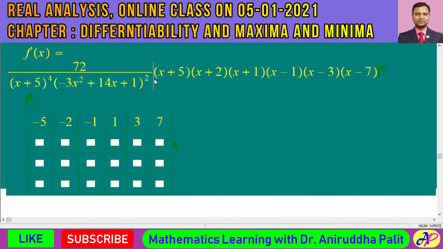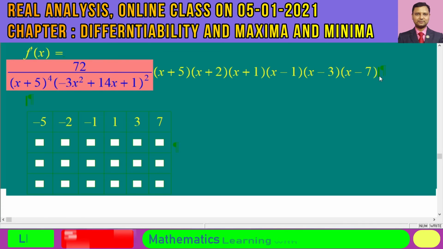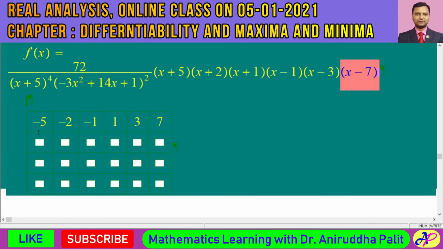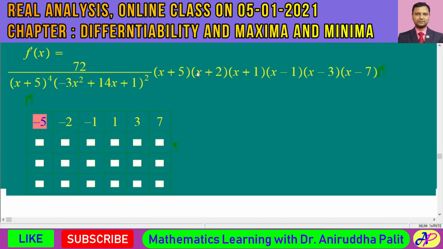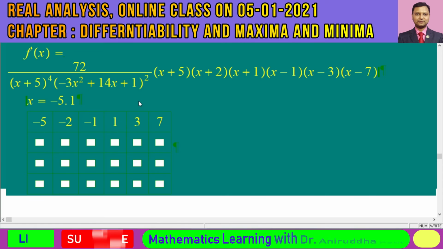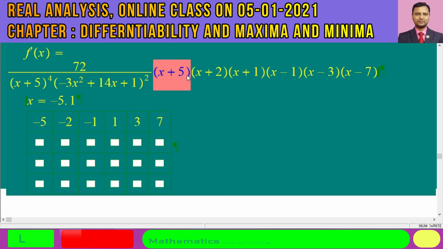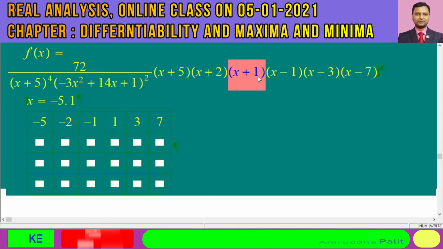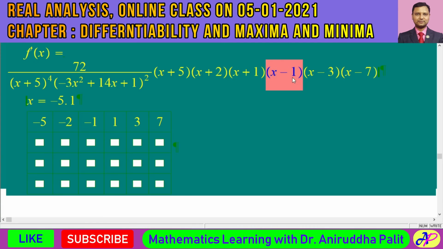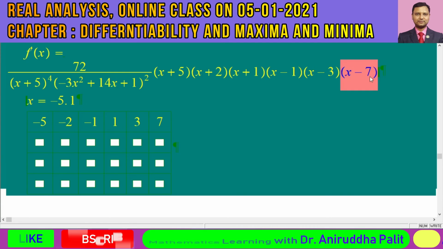Forget about it. Now you see this expression. Look at this expression on the left side of this minus 5, suppose at x is equal to minus 5.1. At x is equal to minus 5.1, this is a negative quantity, this is a negative quantity, this is a negative quantity, even this is a negative quantity, this is a negative quantity, and this is a negative quantity.